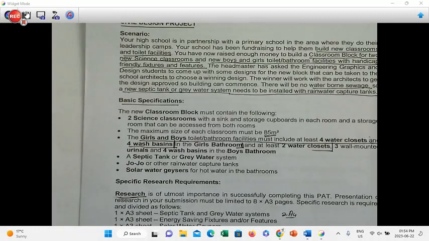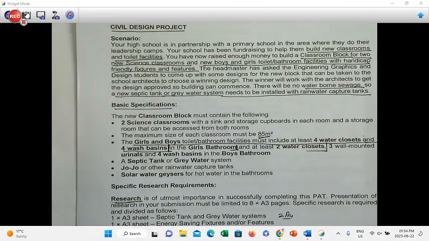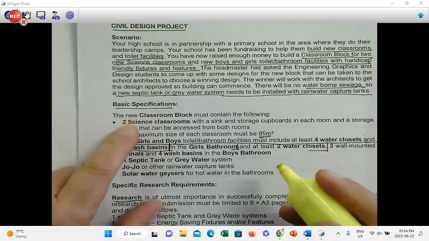So the next step in our PAT is going to be our designs. We need to develop 3 designs in this particular instance. If we look at what our designs are about, I want to take you to the basic specifications again.